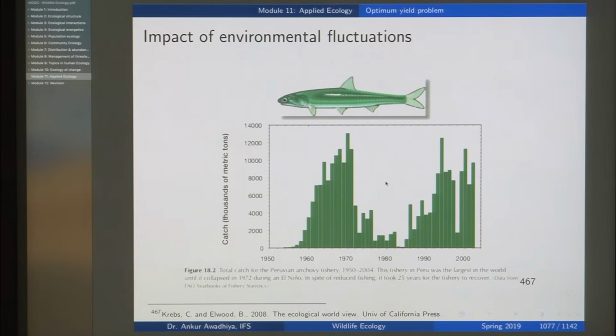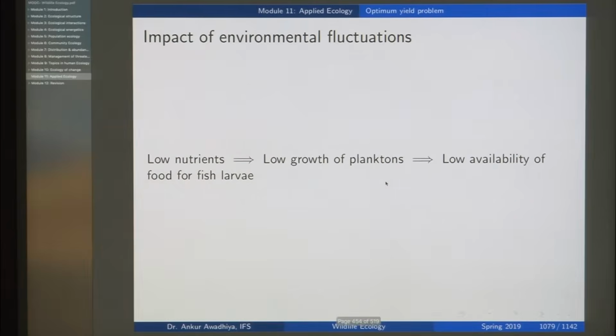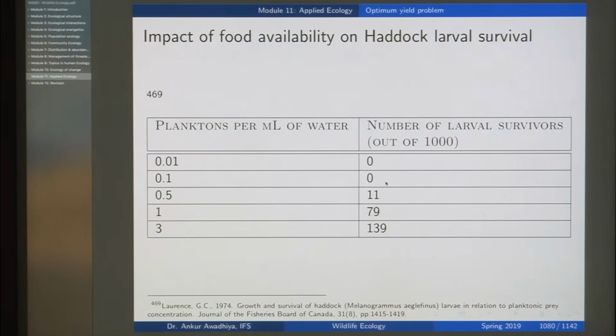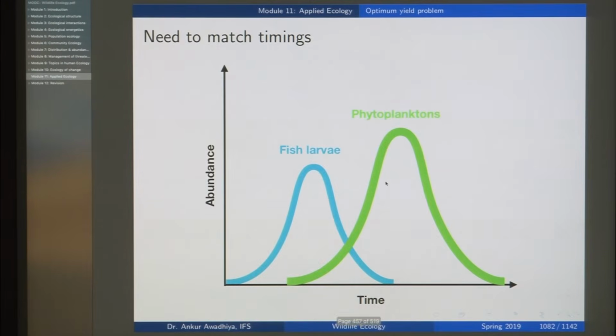And so, the maximum yield is near the midpoint of the sigmoidal curve, but this does not take into account the environmental variability. In the case of Peruvian anchovies, we saw that there was an El Nino event which drastically dropped the population, and then it took roughly 25 years to recover. In such events, you have low nutrients available. Low nutrients lead to low growth of planktons, which lowers the availability of food for the fish larvae. So, there is a large amount of mortality in these larvae, and at the same time they are not able to grow properly. In that case the population is not able to cope.